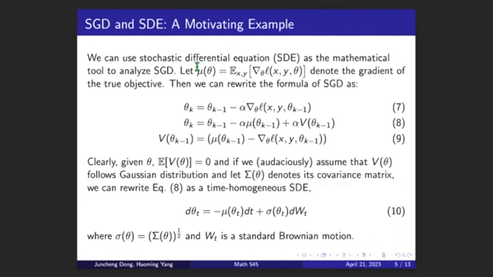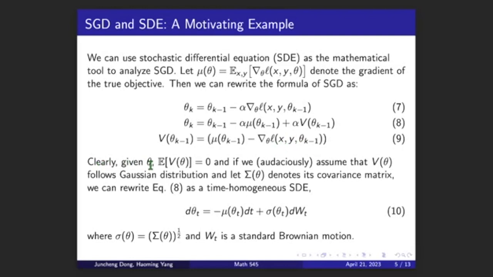We can use stochastic differential equations to analyze the dynamics of SGD, and here we give a motivating example. Let mu theta denote the gradient of the true objective. So mu theta is a vector, it has no randomness. Then we can rewrite the formula of SGD as follows. Equation 7 is the update rule of SGD. Then we rewrite equation 7 as equation 8 by adding and subtracting mu theta k minus 1. And then we have this extra term, v of theta k minus 1. That is a random vector because the gradient of L at a random point x, y is also random.